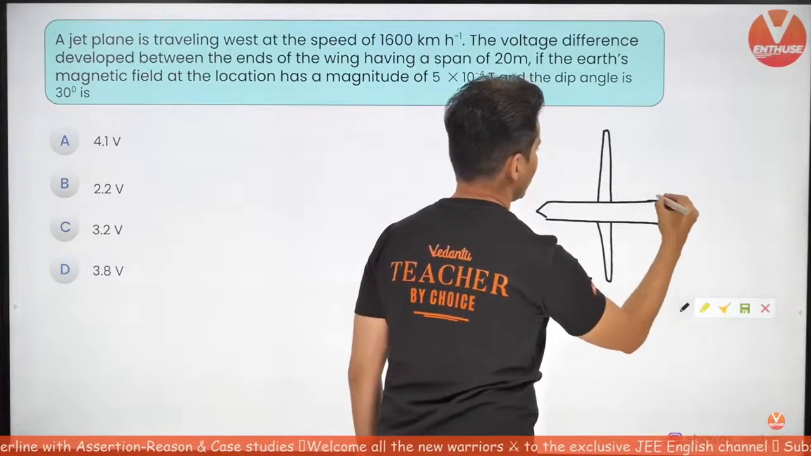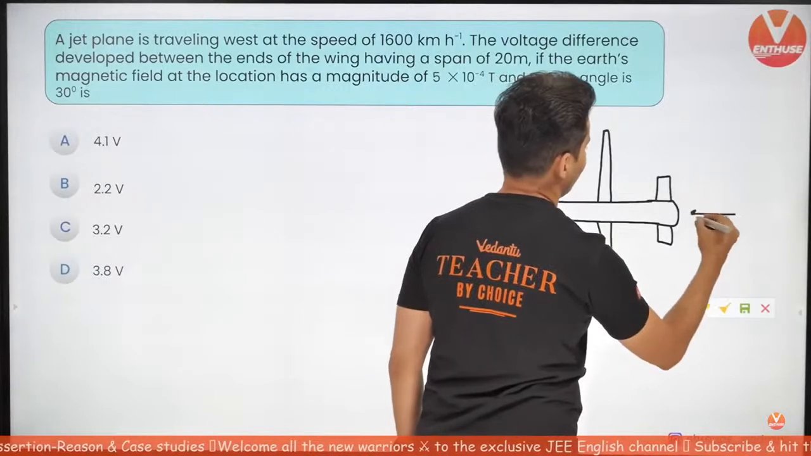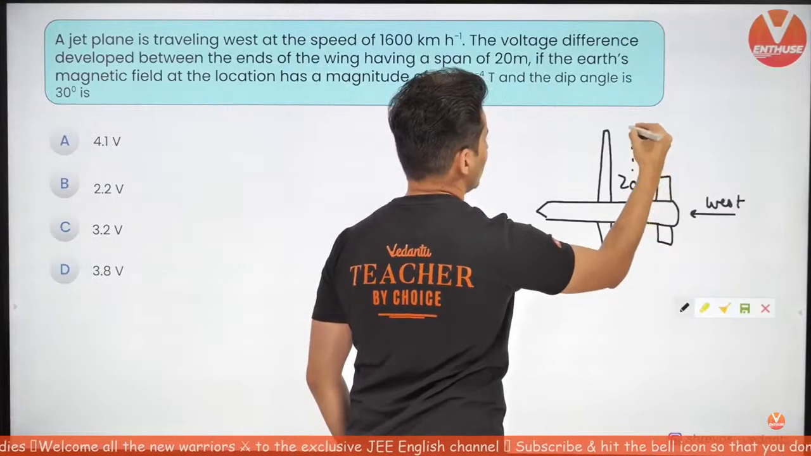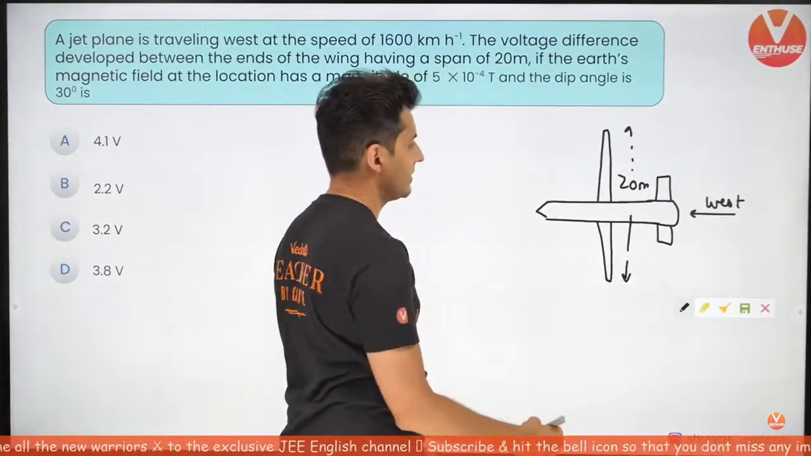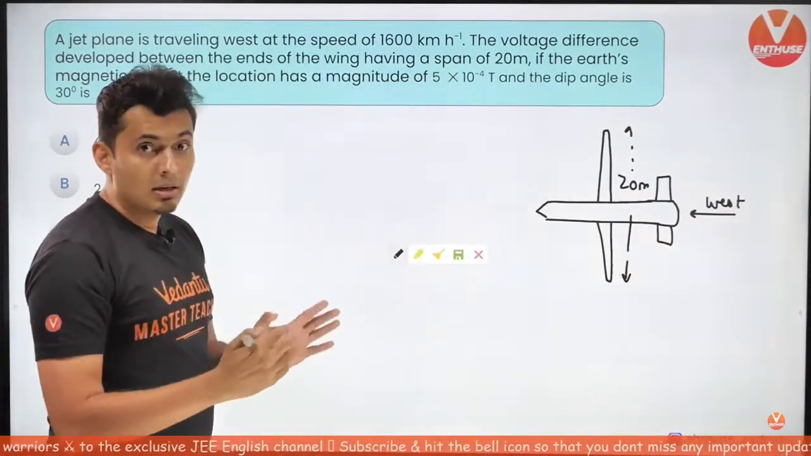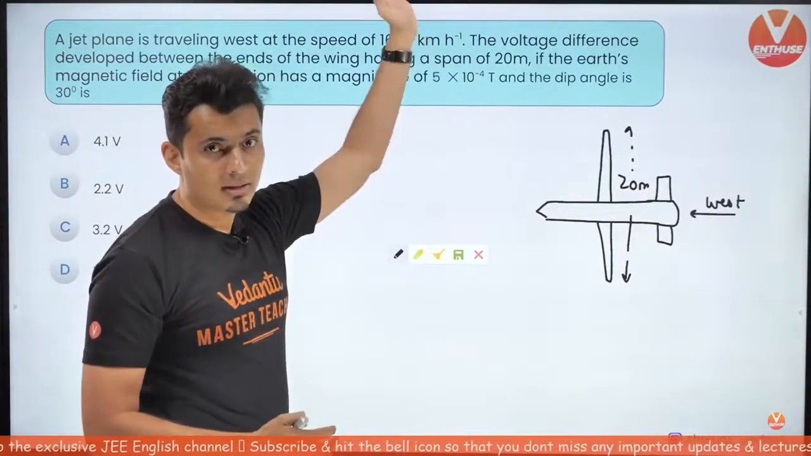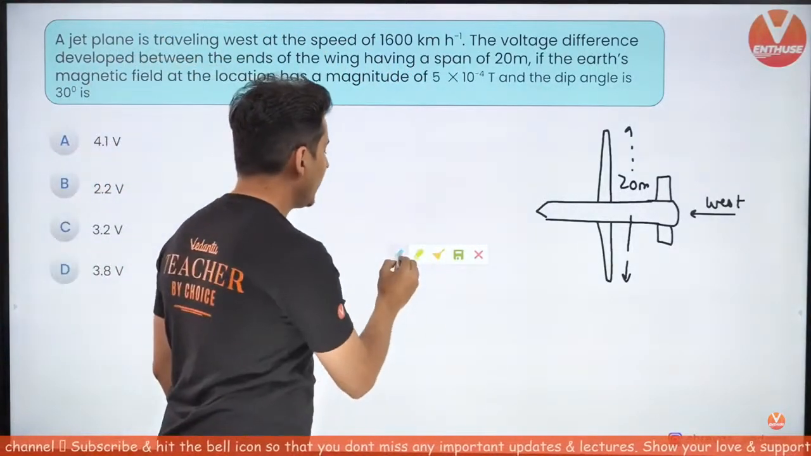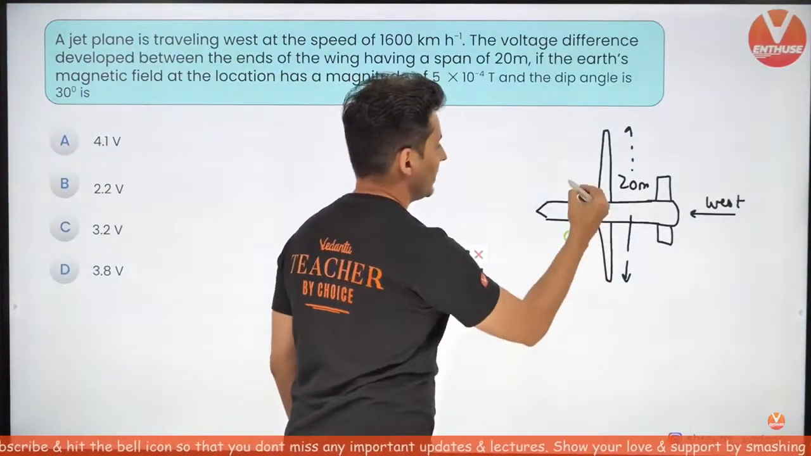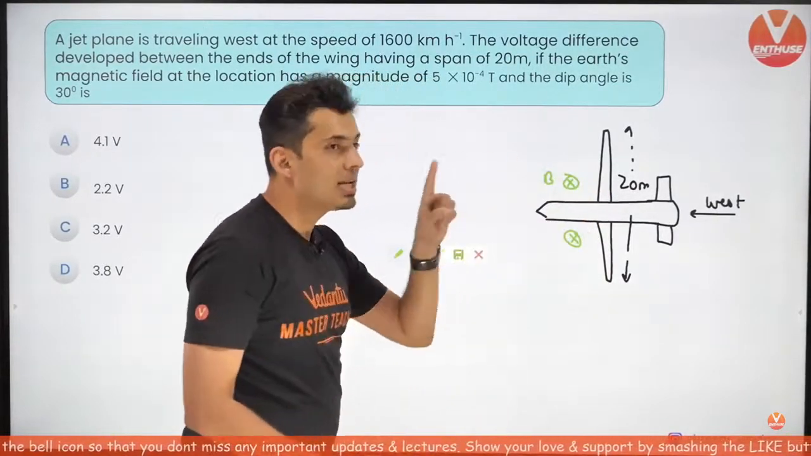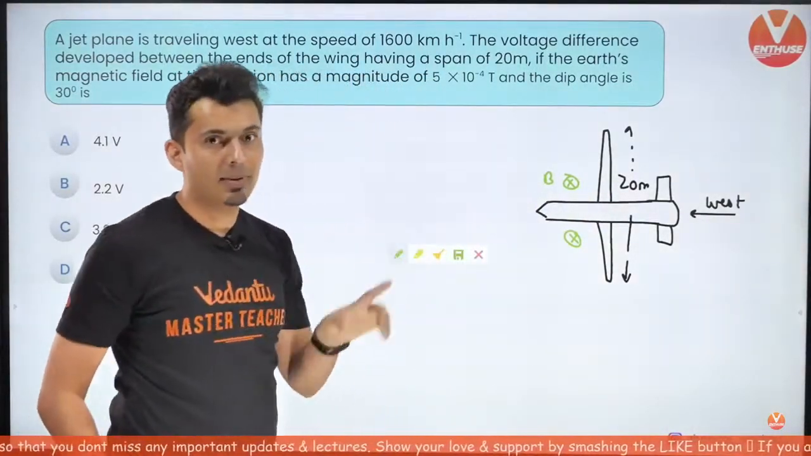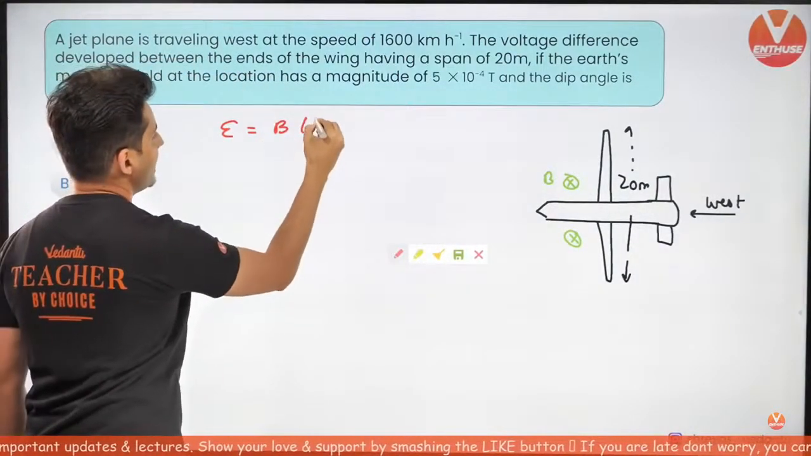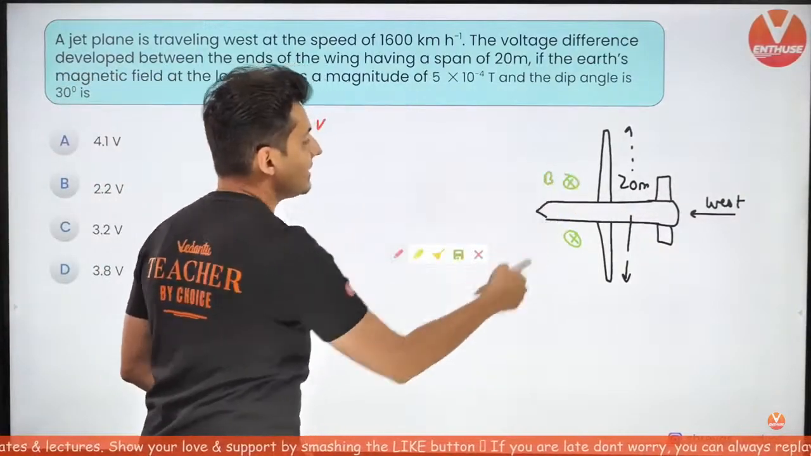It's going like this. Okay, this is the west direction. This is 20 meters. This whole thing is 20 meters. Now, the Earth will have magnetic field in the north-south direction, but I won't need the total magnetic field. What I need is only this component, because in that BLV, that B is this inside magnetic field. So to find out EMF, I need BLV. This B is this inside field.